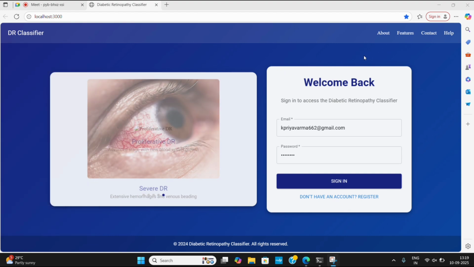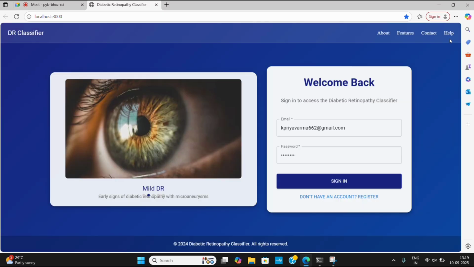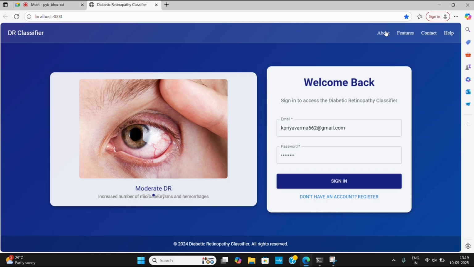Now here, we have so many features. You can see here, AI-powered analysis, image enhancement, user-friendly interface, real-time processing, and history tracking. And we have a help center, and then about.